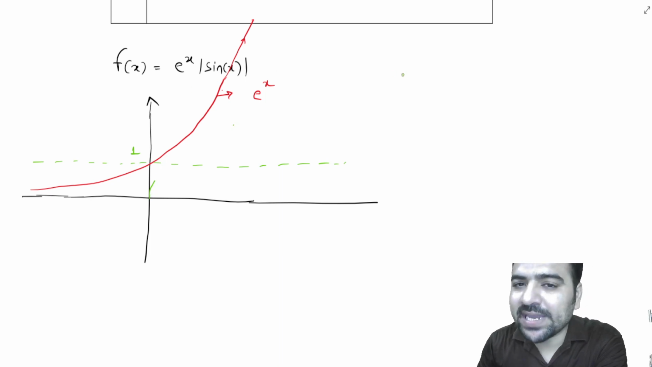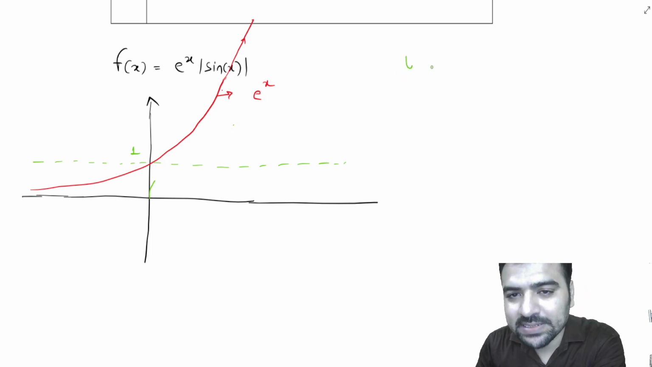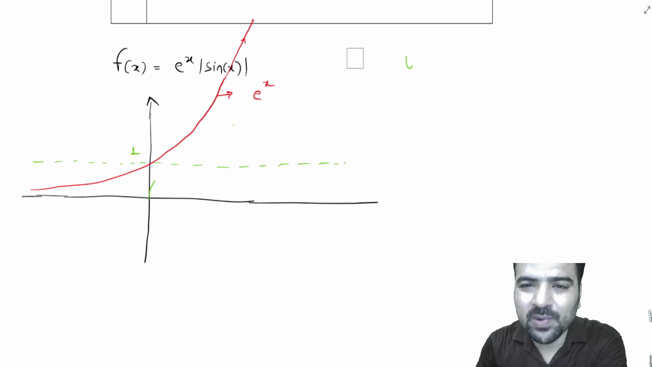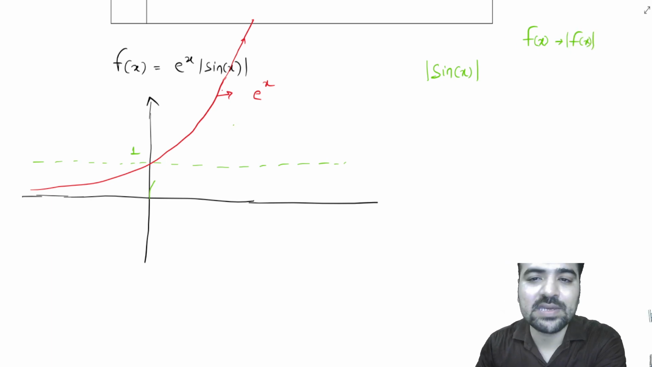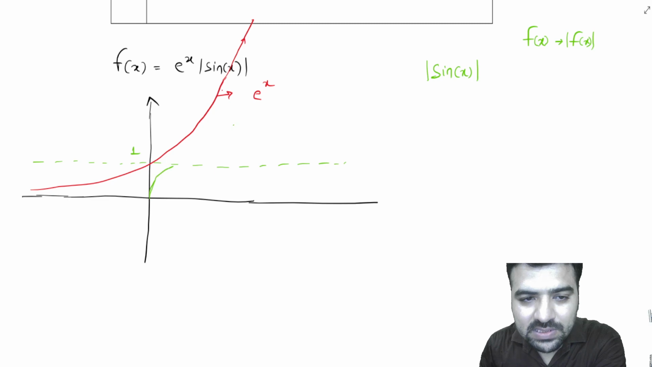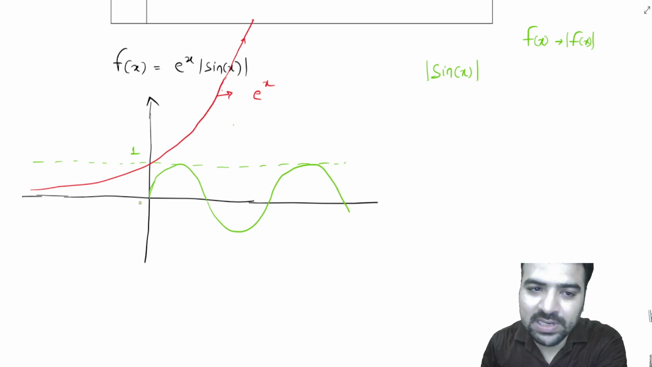But in place of sine x, he's asking mod sine x. So how can you plot mod sine x? It is also very simple. In the last video I showed, if you know the graph of f(x), what steps you have to follow to plot the graph of mod f(x). The sine x graph will look like this, and it goes till infinity.